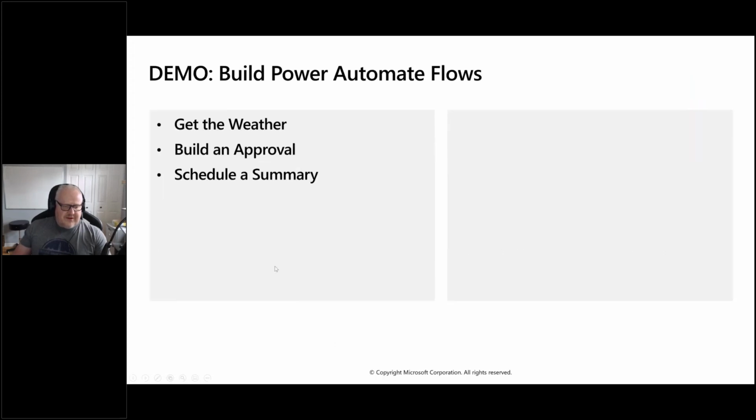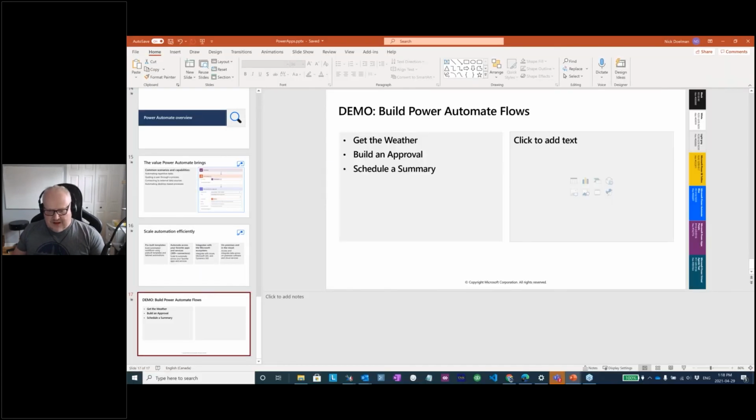So I'm going to build a few different demos today. Start out very simple and go a little bit more complex. Basically, we're going to build a flow to get the weather. I want to build an approval process, and then maybe I'll also do something on a timer that's going to schedule something. So let's pop out of this.